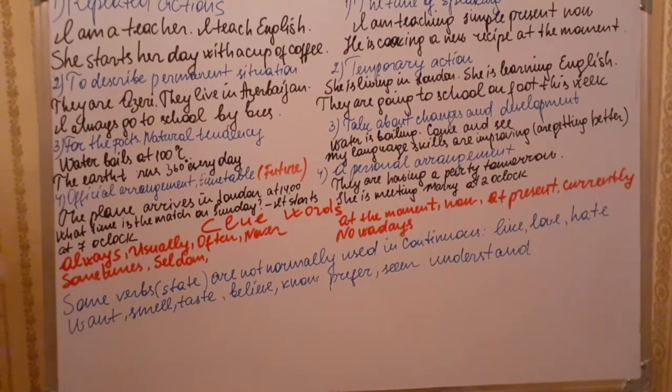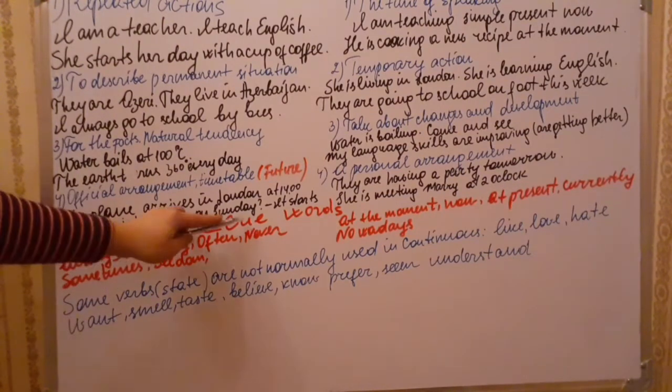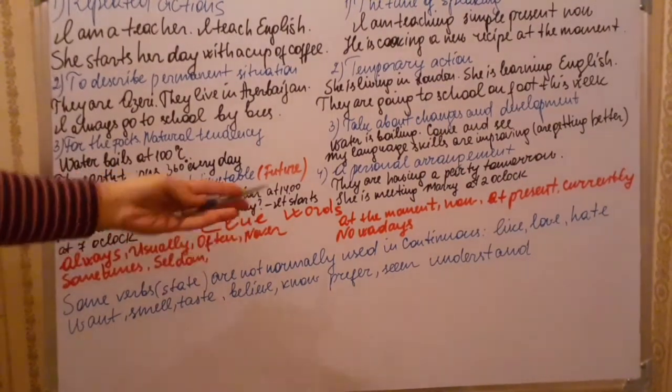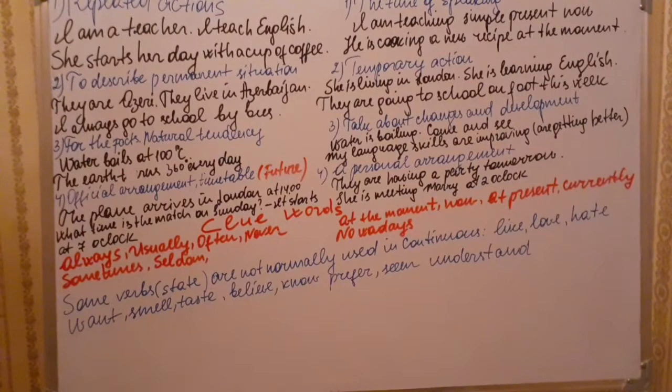As you see, we are speaking about Sunday, not today. It is not just a habit. We don't play every Sunday. I'm speaking about the next Sunday. What time is the match on Sunday? It starts at 7 o'clock, and we use the present progressive tense form for future meaning.